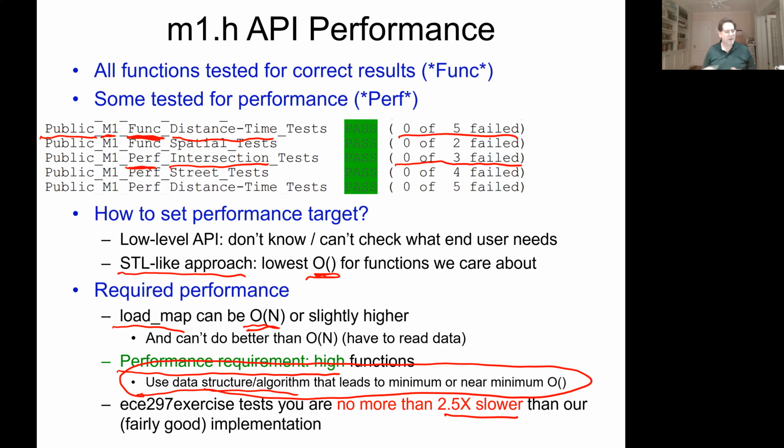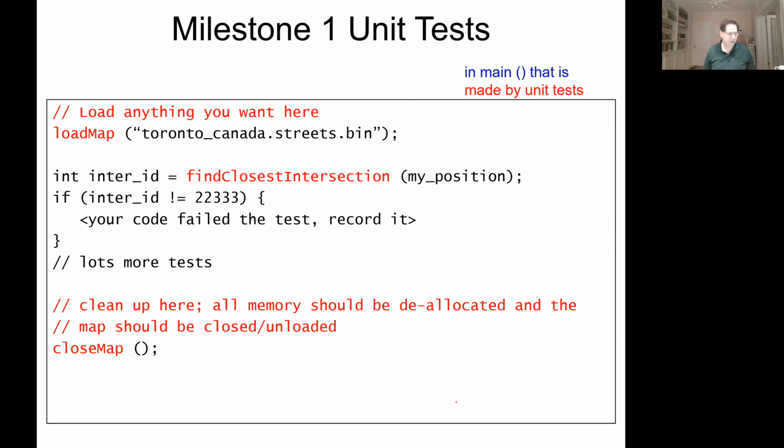Okay, so you don't have to micro optimize as long as you're using reasonable data structures and you don't do wildly inefficient things in your code. You're going to pass the speed tests. So you don't need to spend a lot of time micro optimizing.